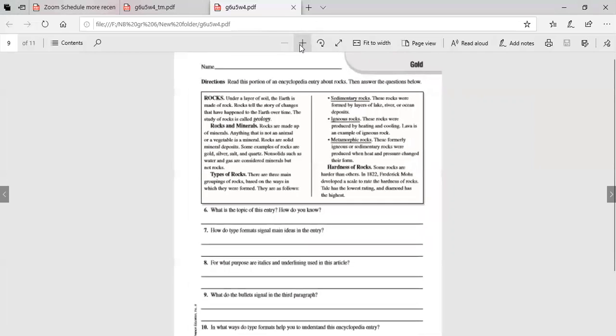Okay, no problem. Number 7 says, how do type formats signal main ideas in this entry? The main ideas, see, are how rocks, minerals, types of rocks, the hardness of rocks. Now, how do they signal? They are boldface.